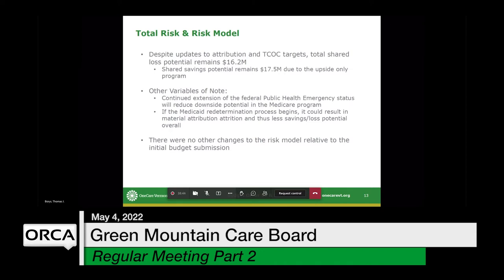It wouldn't have any other big operational impacts or budget impacts, generally speaking, but it would lower the overall savings and loss potential for providers. Aside from the updates noted, there are no other changes to the risk model in terms of how risk is apportioned amongst the providers participating in OneCare Vermont.